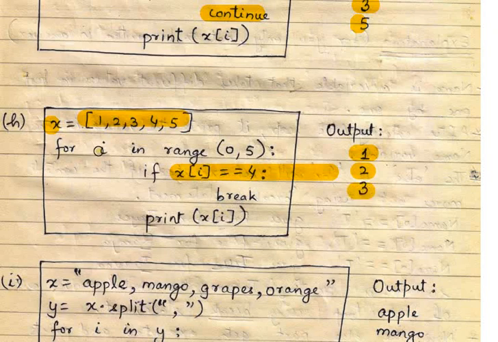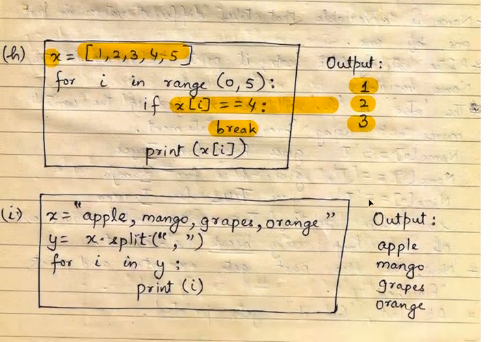Then I becomes 3, and x3 double equal to 4 is true, because x3 is 4, and as soon as this condition becomes true, break will get executed. And what does break do? Break takes the control out of the loop, and we move out of the loop, and as soon as we move out of the loop, there is nothing written outside the loop, so the program ends here, and we are left with the output 1, 2 and 3 in different lines, of course.